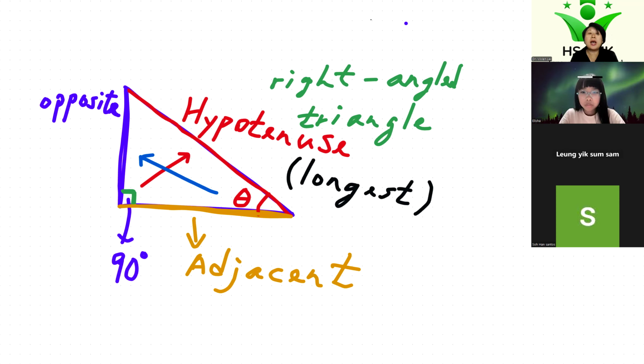Okay. How do I identify the opposite? Opposite means opposite the theta. Theta is the angle. Theta is a Greek letter. In mathematics, often the angle would use a Greek letter to identify it. So somehow you will learn some Greek alphabet as well when you study mathematics.